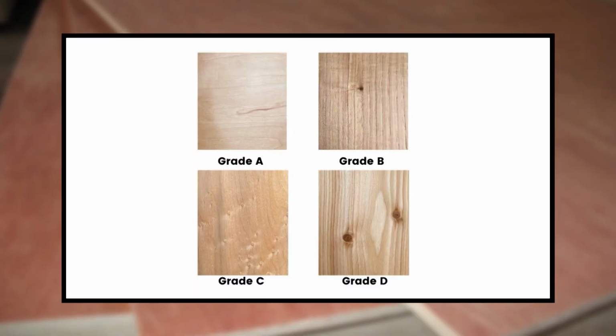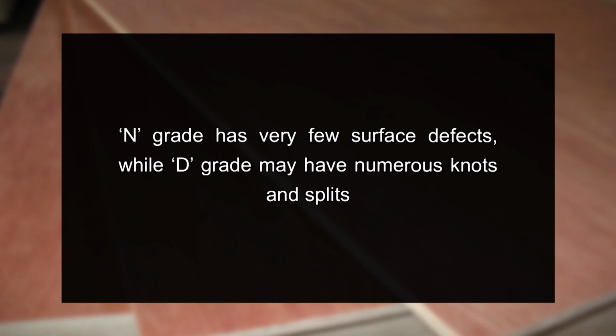They are rated depending on the grade of veneer that is used on their back and face, as well as their exposure capability. That exposure capability can be either exterior or interior and usually depends on the type of adhesive used. Veneer grades may be N, A, B, C or D. N grade has very few surface defects, while D grade may have numerous knots and splits.